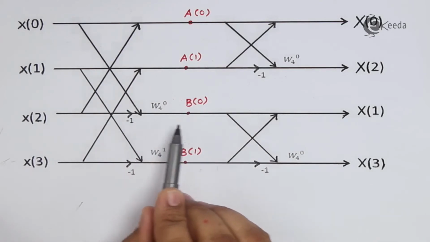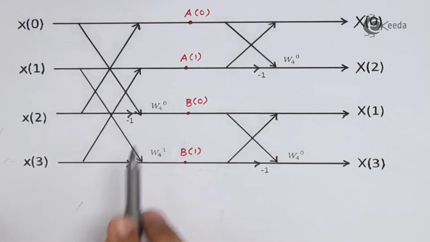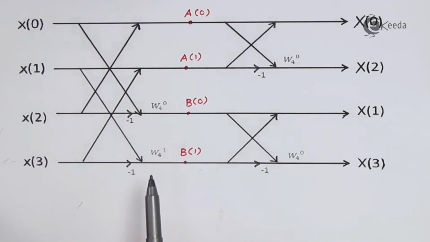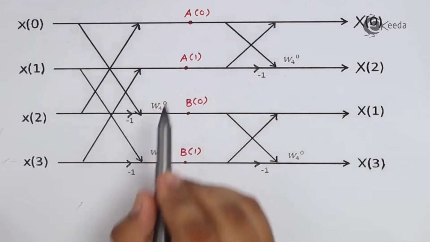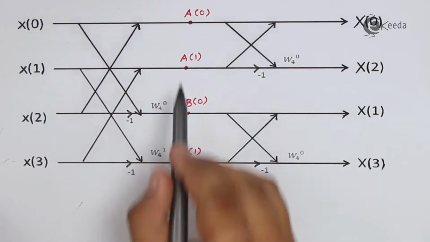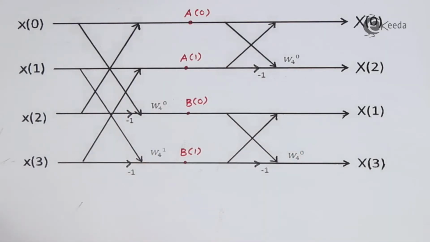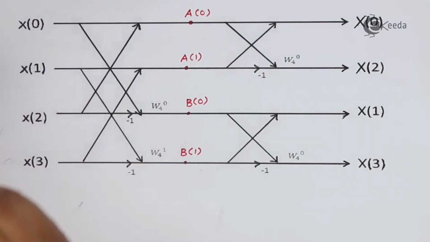Then you will get the values of a0, a1, b0, b1, and the b0 and b1 values are multiplied by omega 4 of 0 and omega 4 of 1. Then we will move on to x of 0, x of 2, x of 1 and x of 3. First of all, we will calculate a0, a1, b0, b1, and then we will substitute all the values in the butterfly diagram.